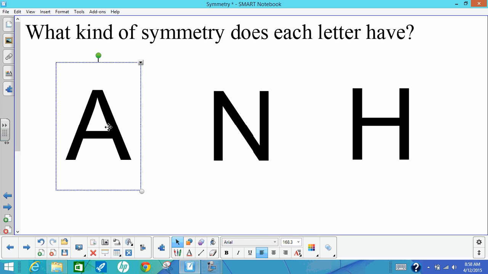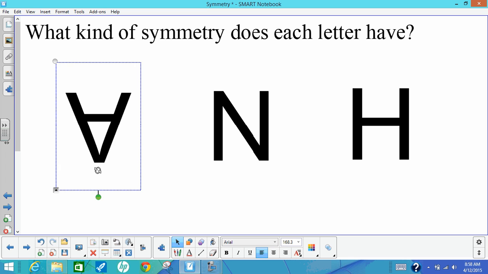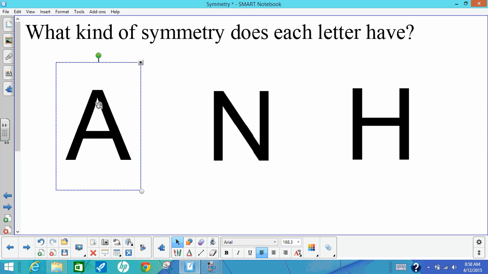The letter A, there's not really a point I can draw on the letter A that would allow me to rotate it 180 degrees and have it look the same. It's going to look very different. So it doesn't have point symmetry.